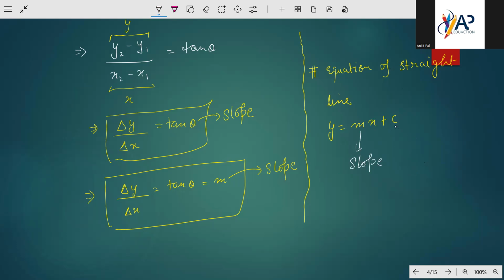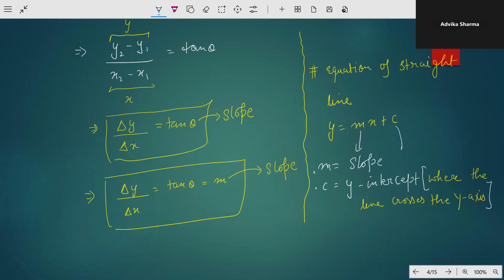c is basically the y intercept, means where the line crosses the y-axis. Isn't it clear? Yes.